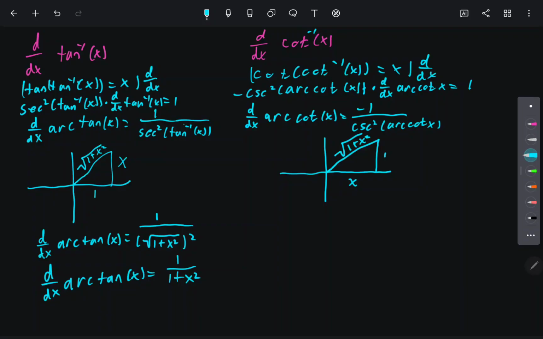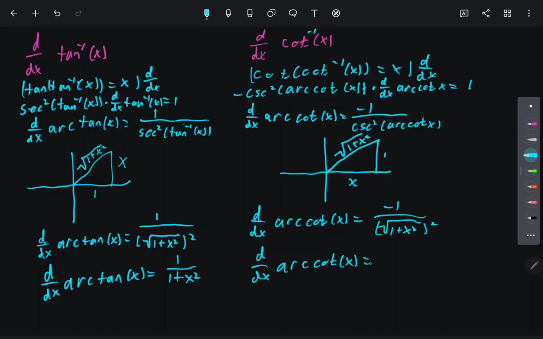And since we're dealing with cosecant, it's going to be the hypotenuse over the adjacent, squared. So we get d over dx of arccotangent of x is equal to negative 1 over the square root of 1 plus x squared, squared. So for our final answer, the derivative of arccotangent of x is equal to negative 1 over 1 plus x squared. Do you see a pattern with these?